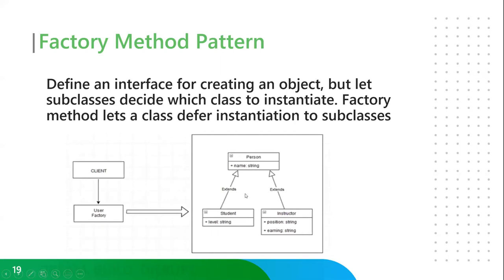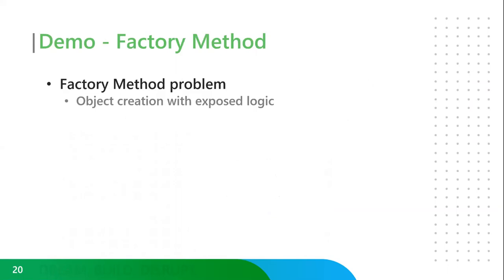Let's look at this diagram. Suppose I have a person class, and a person can be a student or an instructor. Every time I need to create objects of the student and instructor classes, I need to note which class's object I'm going to create. Instead, if I create a factory of persons and I just pass the type of that person, like student or instructor, and I get the object, then it will be easier for the client, and also it will not expose the implementation details. So let's look at the demo.